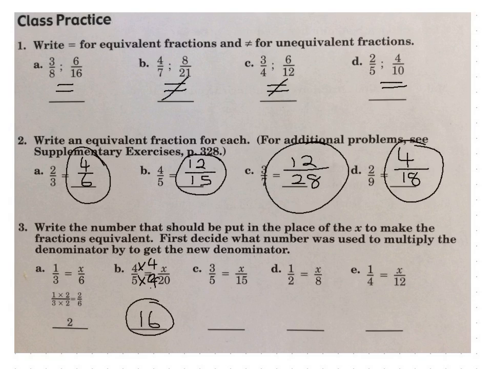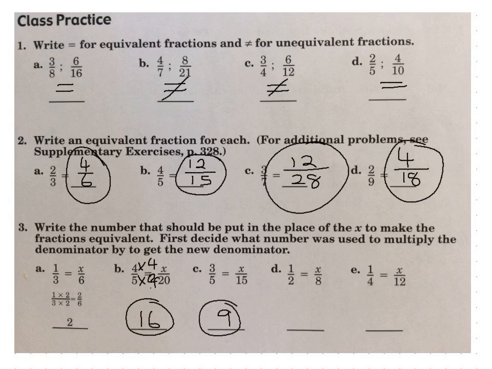Okay? 5 times what would equal 15? 5 times 3 equals 15. So I need to do 3 times 3. Whatever I do to the bottom, I do to the top. 3 times 3 is 9.